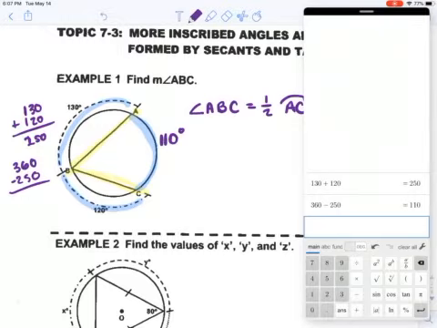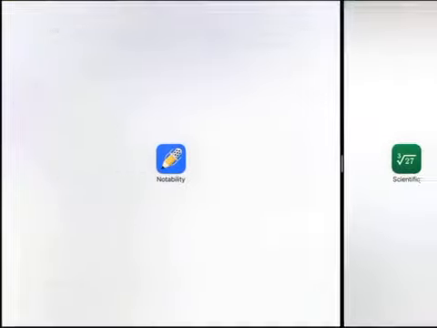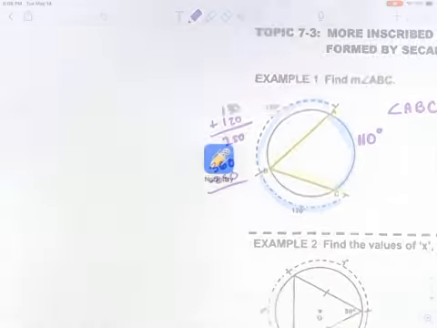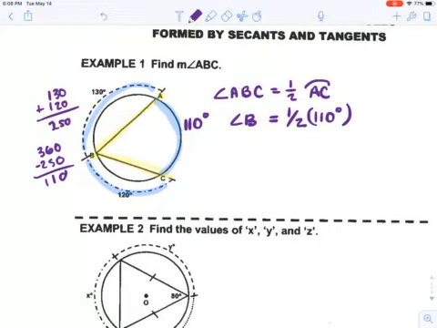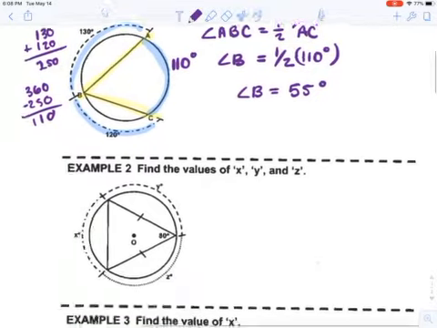And so, to solve for angle B, we're going to say that angle B is 1/2 of 110. And half of 110 is 55. Angle B is 55 degrees. Then let's move on to the next problem.